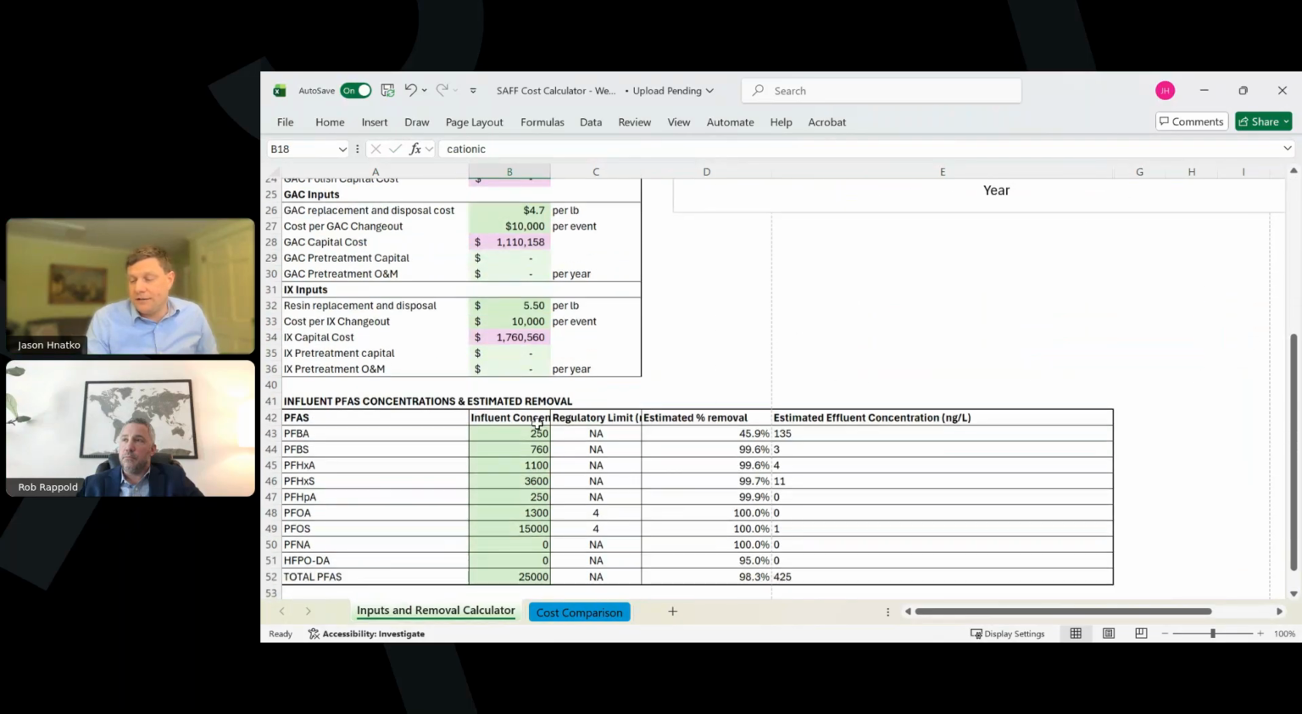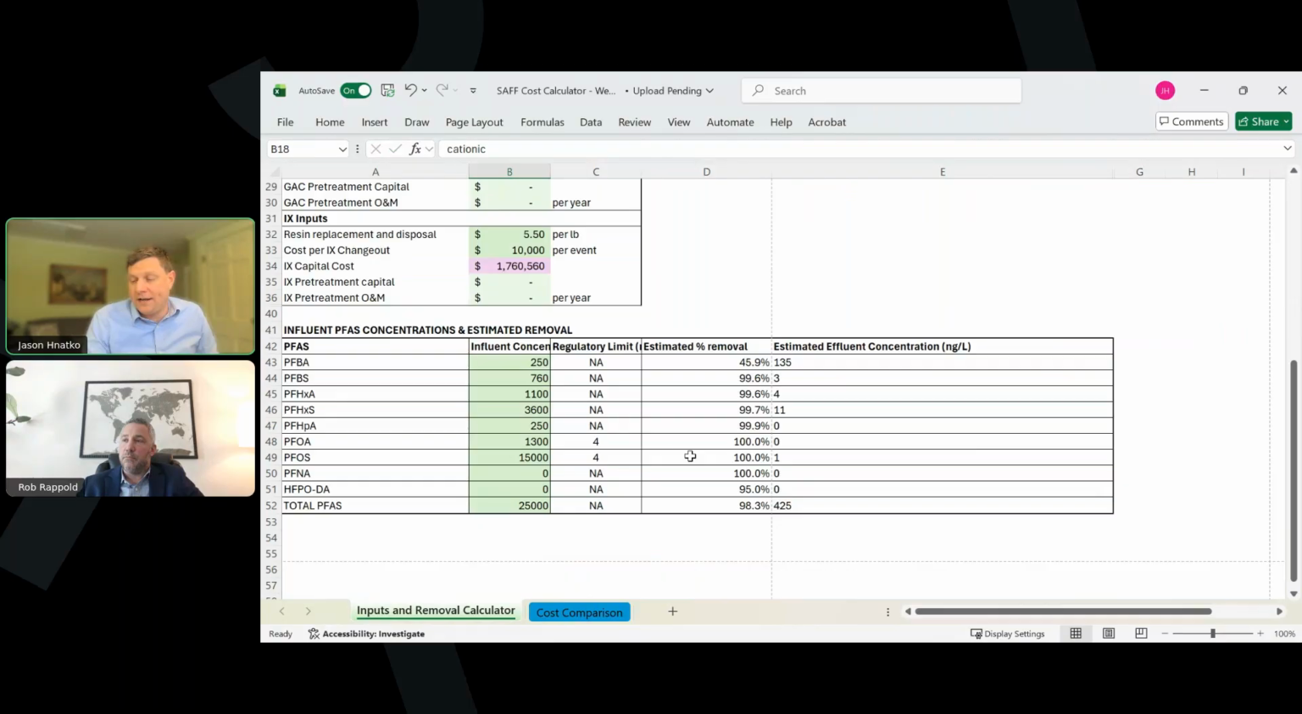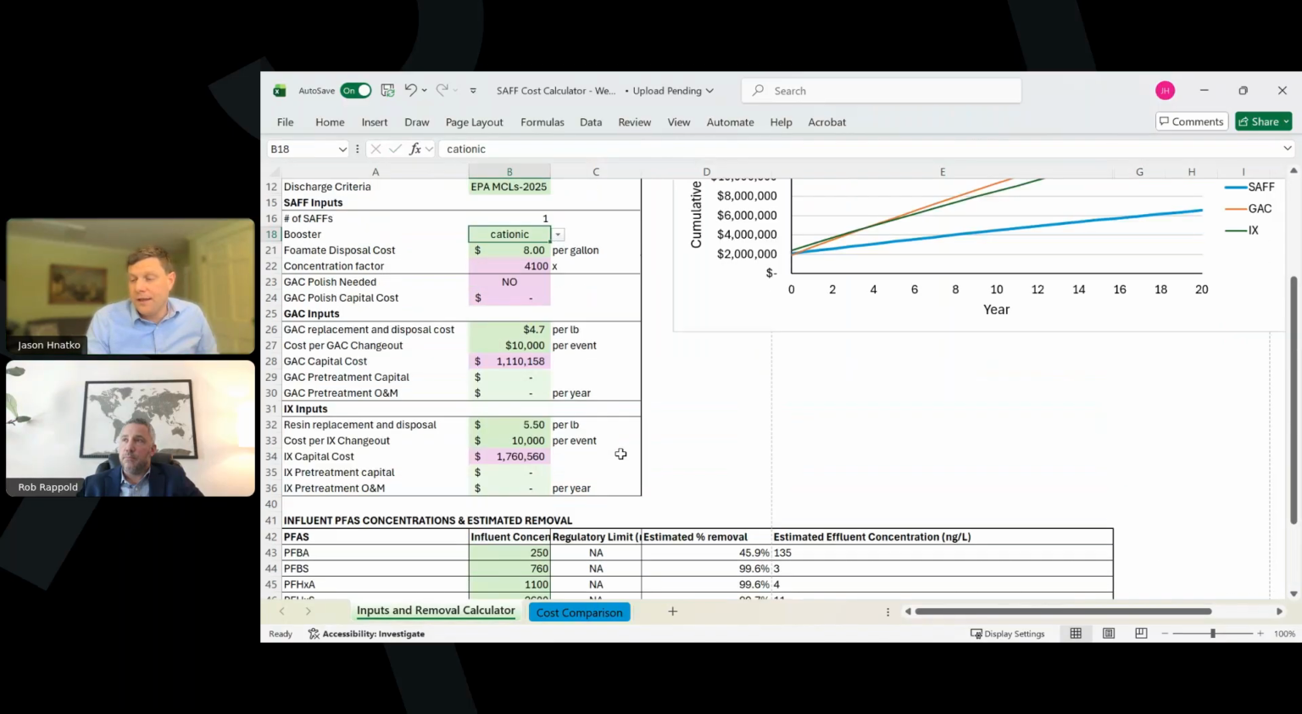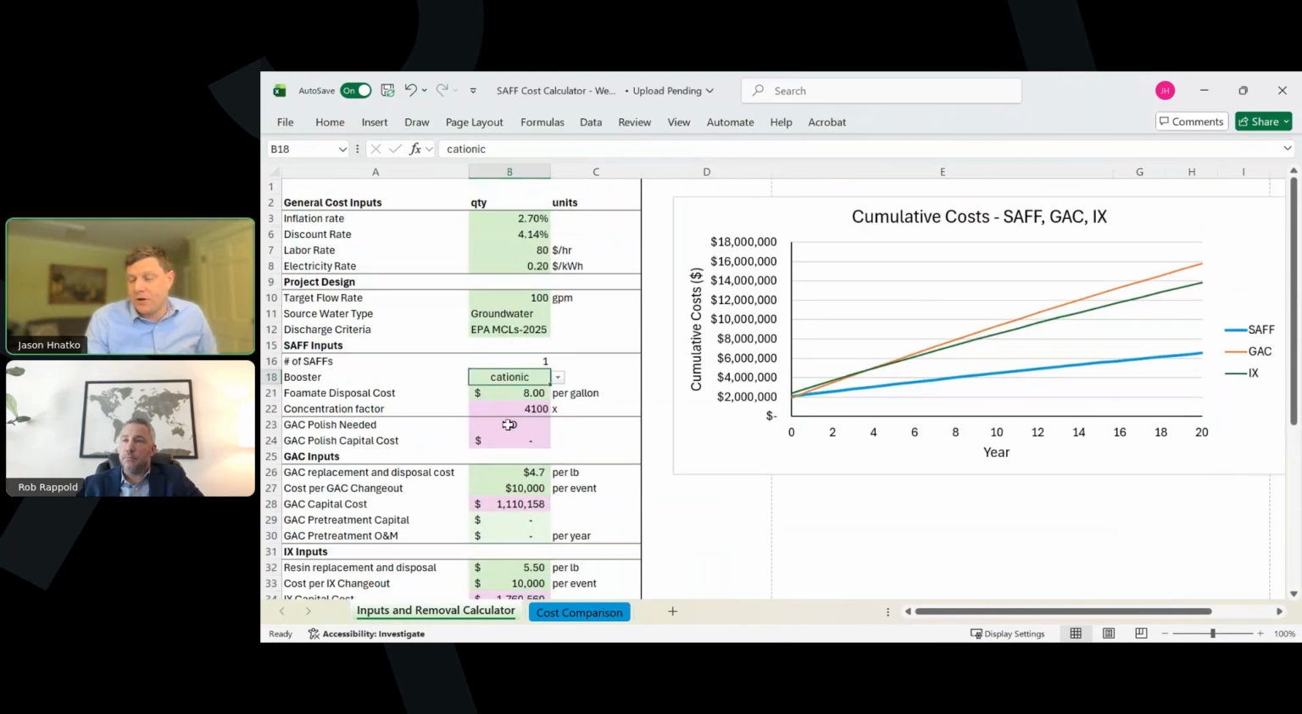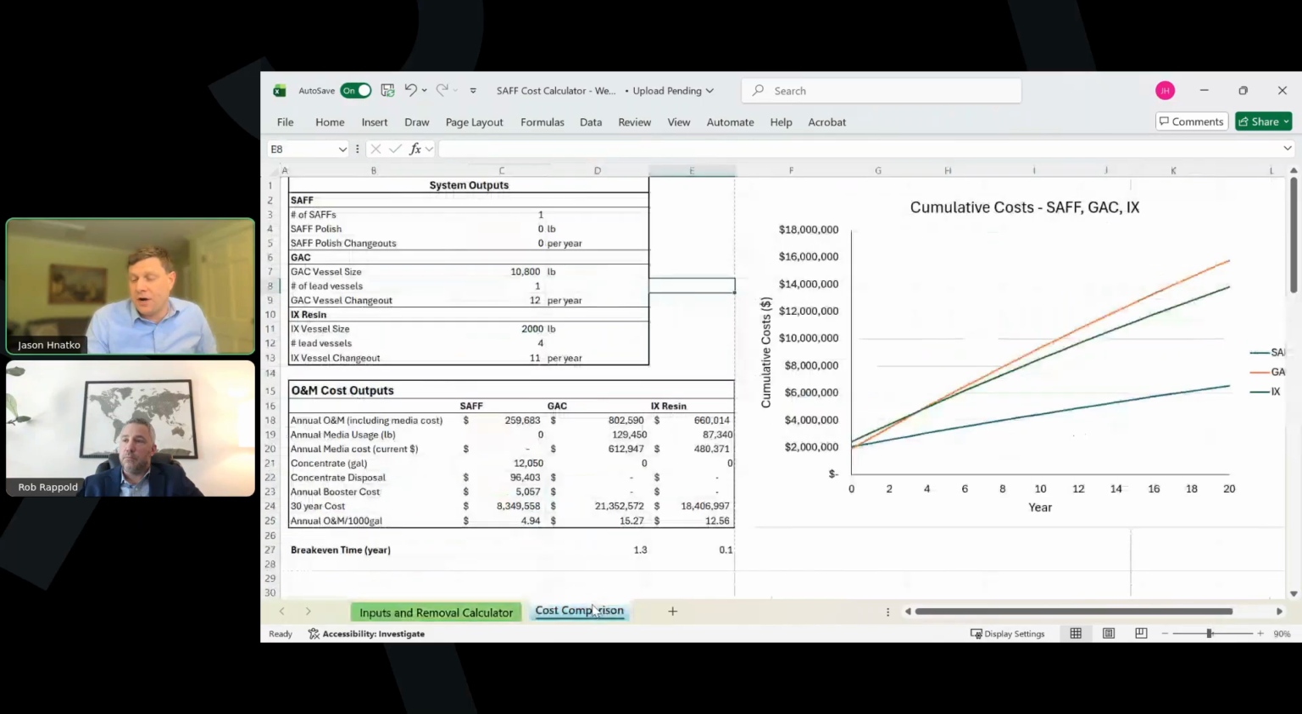So when we scroll down here, our removal rates are now high enough where we're meeting that discharge limit with foam fractionation alone. And in doing so, we reduce the capital cost because we don't need that carbon polish. And we reduce the O&M costs because there's no more carbon that's needed for the SAFF scenario. So in this case, we have a payback of about a year versus the granular activated carbon system. And you can see our cost went from about $400,000 per year down to about $260,000 per year.